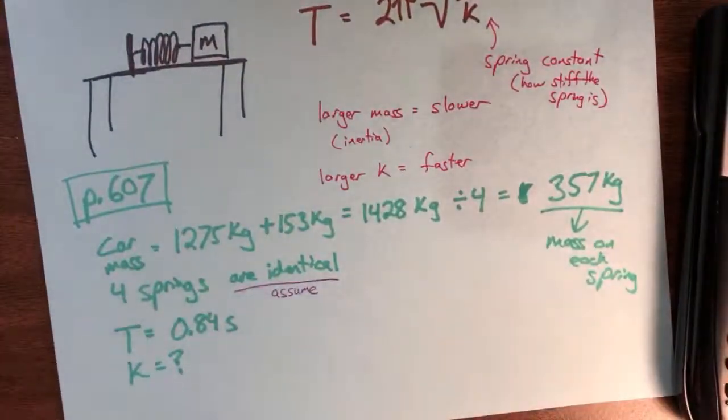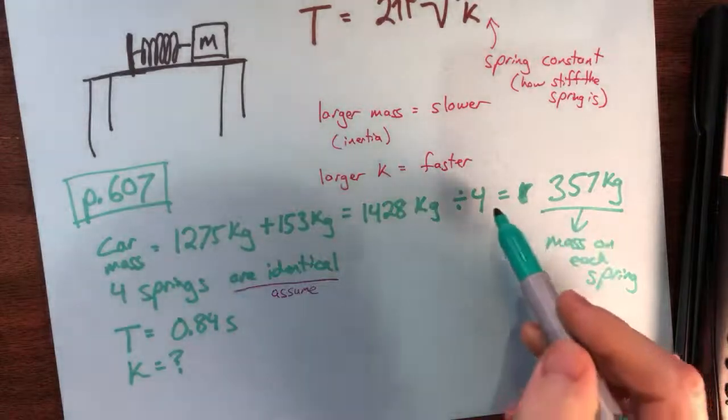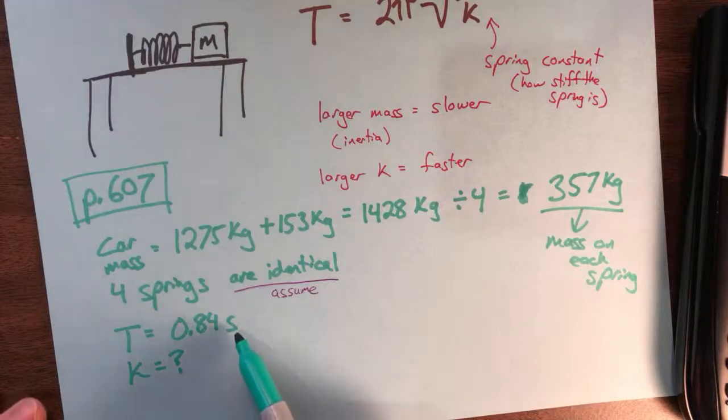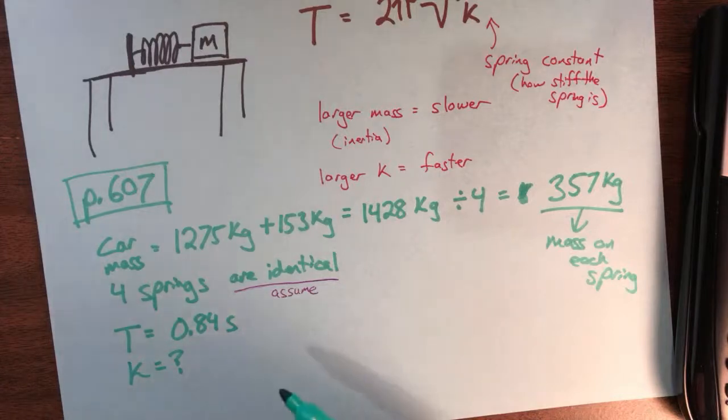Now, what about the period? Should we divide the period by 4? Would that be an important thing to do too? So we divided the mass by 4 because we have 4 springs and each spring is going to hold 1/4 of the mass. But should we divide the period by 4 too? Or maybe multiply the period by 4? Should we do anything like that? And the answer is no. We want to leave the period the same. Why? Because the period is the same for each of the springs.